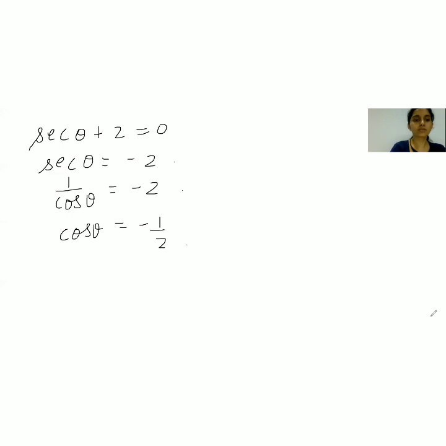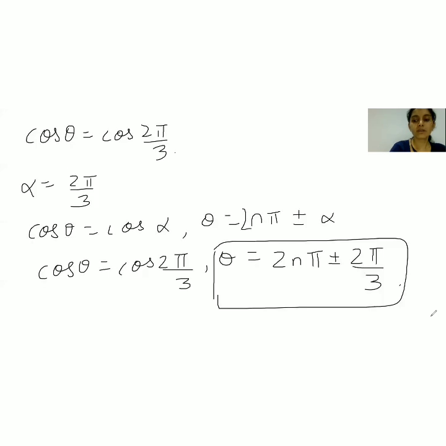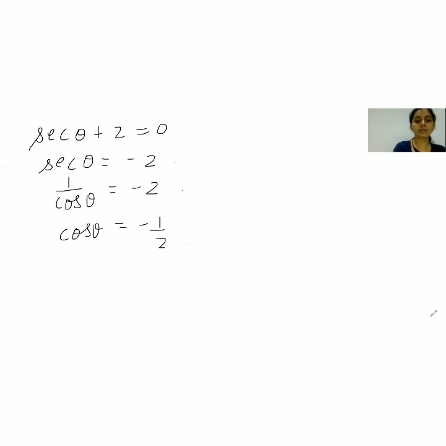So this becomes the similar problem as this one. Cos theta is equal to minus half. Right? Cos theta is equal to minus half. So now I'll just directly write the answer as cos theta is equal to cos of 2 pi by 3, which will give me minus half. You'll write the solution, that is theta is equal to 2n pi plus minus 2 pi by 3, right?